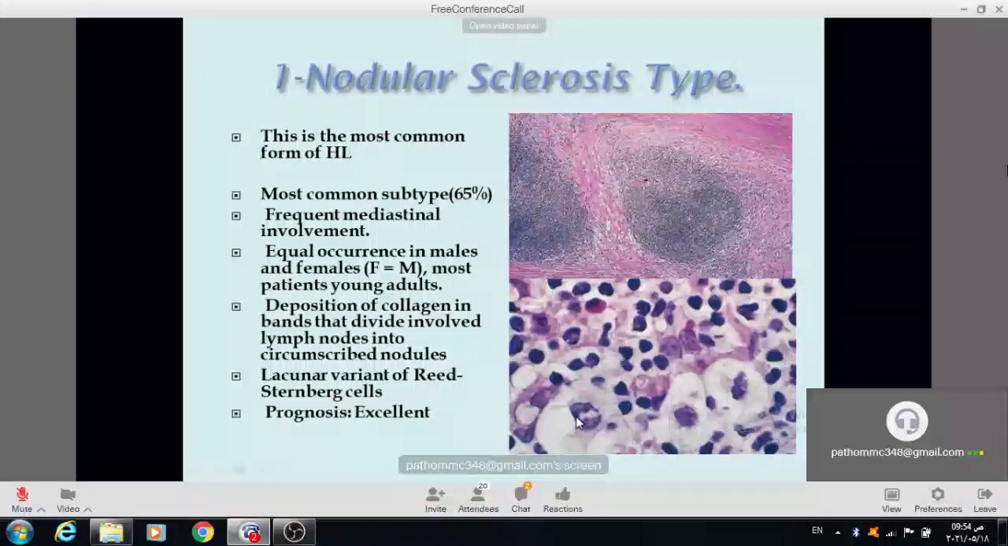So we call it the lacunar variant because here we will not have the classical RS cells that are mirror images of each other and expanded to the peripheral cytoplasm. We will have the nucleus sitting in a lacuna, in a white area. And here they are called RSL, but it is not the classical RS, it is the lacunar variant of Reed-Sternberg cell. The prognosis of this subtype is excellent.